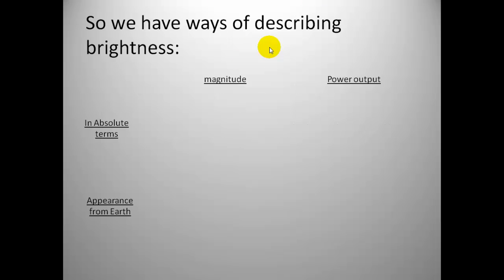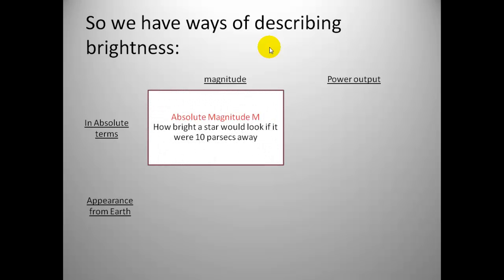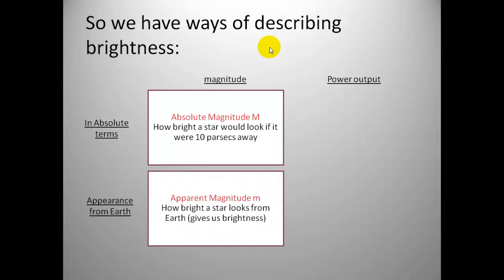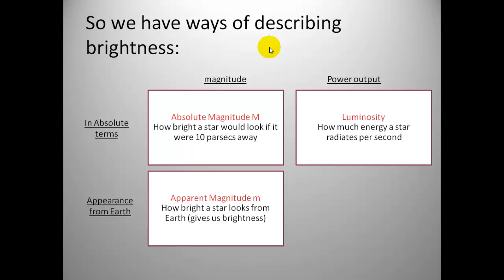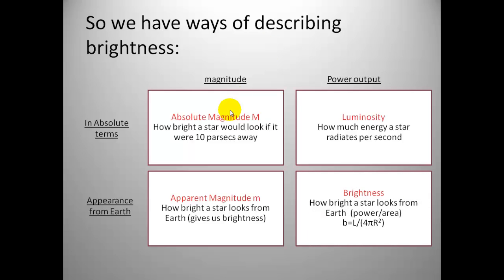So we have ways of describing the brightness. In absolute terms, we use the magnitude scale. The absolute magnitude is how bright a star would be if it were viewed from 10 parsecs away, and how it appears from the Earth gives the apparent magnitude. Then if we look at the power output in absolute terms, this is the luminosity, the amount of energy a star radiates per second. And how it appears from Earth gives us the brightness. Remember the equation: the brightness is the power divided by the area where the Earth is.